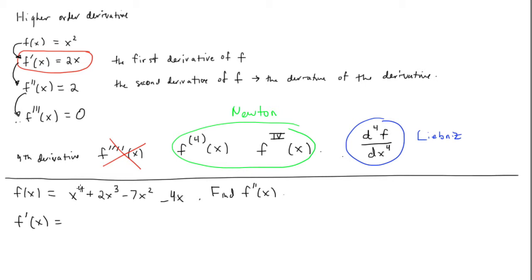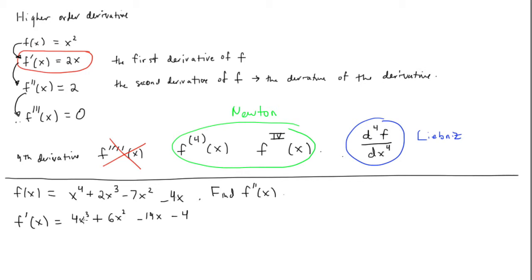So the derivative of x to the fourth is 4x cubed. The derivative of 2x cubed is 6x squared. The derivative of minus 7x squared is minus 14x. And the derivative of this is just minus 4. And then we need to add up all the answers. So we need a plus here. We'll leave the minus there and the minus there, right?